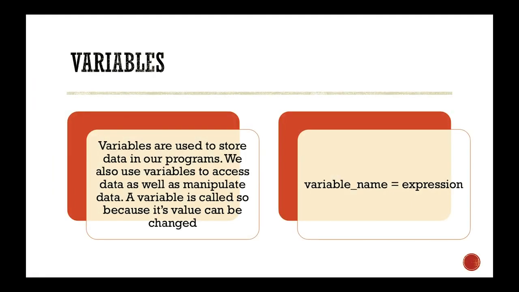Variables are used to store data in our programs. We also use variables to access data, as well as manipulate data. A variable is called so because its value can be changed. It is variable, able to change. To create a variable in Python, we have to use the following assignment statement: variable name equals expression. This variable name is the name of the variable. This equal sign is known as the assignment operator. And expression is just a combination of values, variables, and operators.